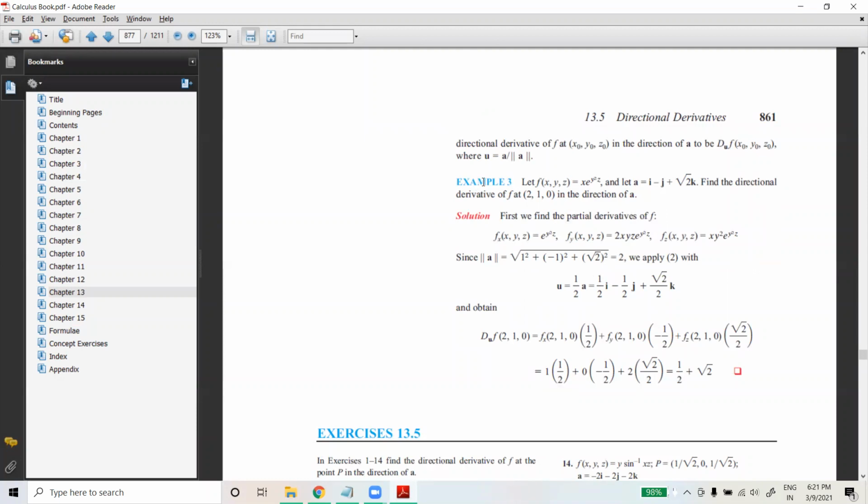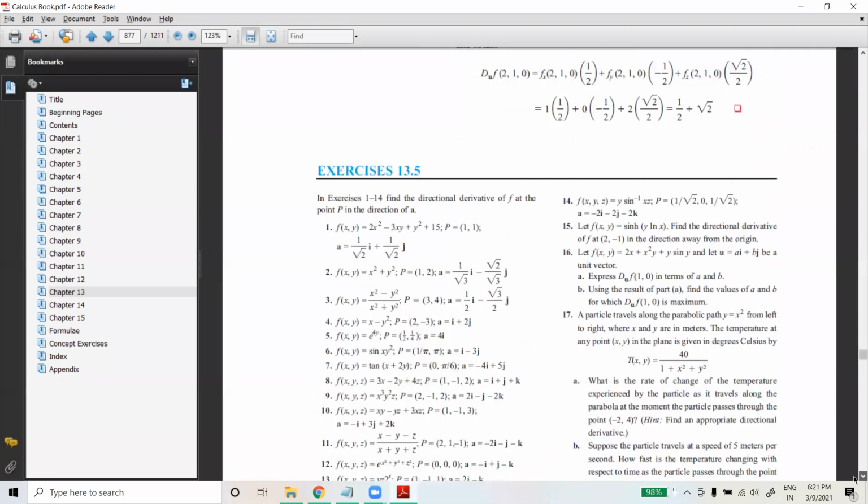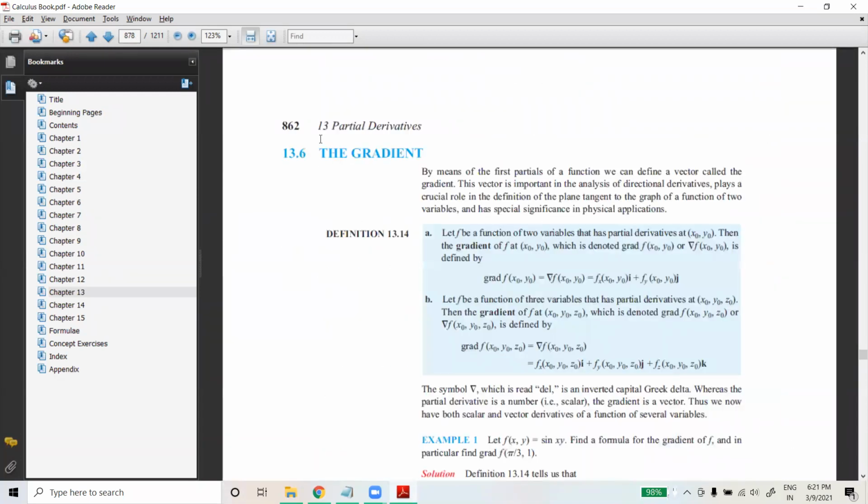Should we work it out, or is it a simple extension? I think it's a simple extension. So then they're saying, the gradient, next section.